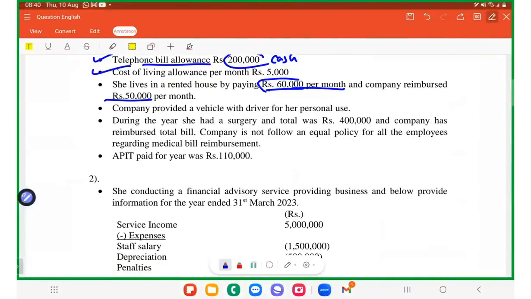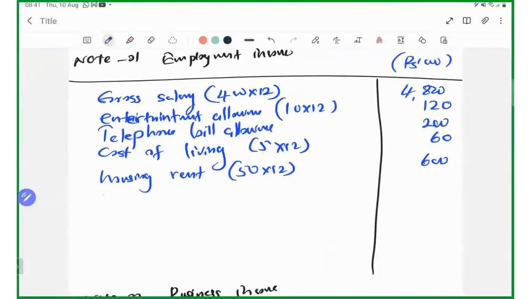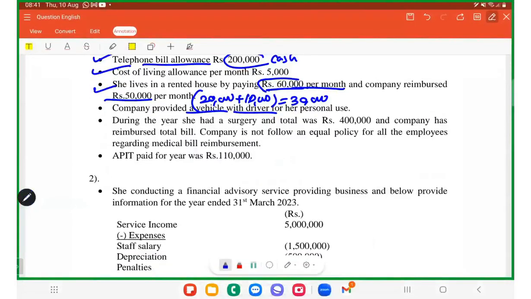And then the company provided a vehicle with a driver. You know that for the vehicle it is 20,000 per month and the driver 10,000. So the monthly benefit is 30,000 per month. Personal use, 30 into 12. So the vehicle benefit: 20 per month for the vehicle, 10,000 per month for the driver, into 12. So here 360. So we have to check, is there any other income during the year?